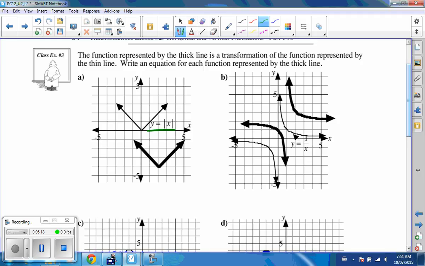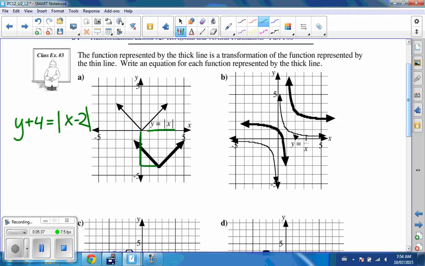This I can see was moved down 4 and over 2. That's going to mean that it becomes y plus 4. Again, y old has been replaced by y new plus 4, and then equals absolute value of x minus 2.